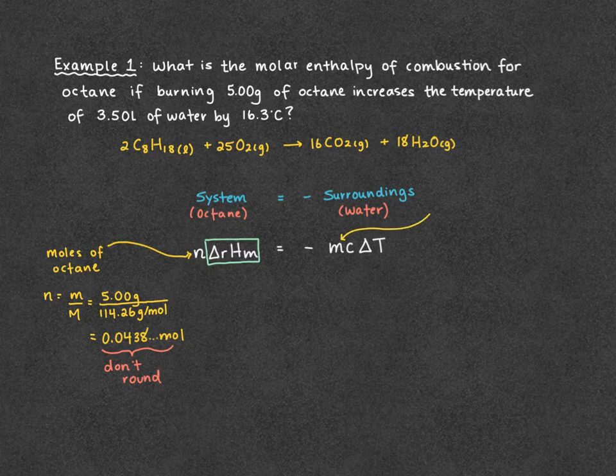m is the mass of water, and this is going to be 3.50 liters. So a liter is equal to a kilogram, and we can actually leave that in kilograms. That's not a problem. c is going to be the specific heat capacity of water.